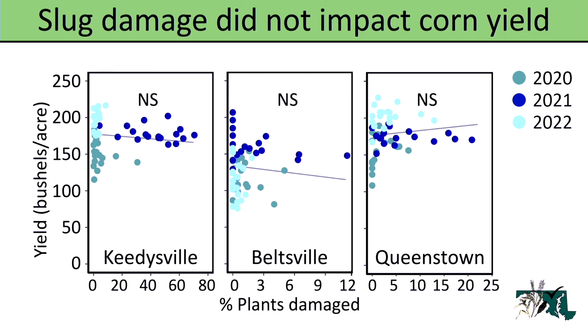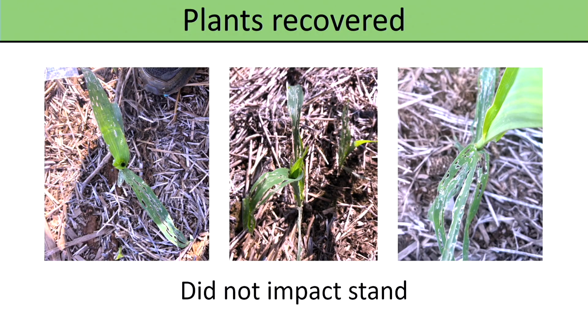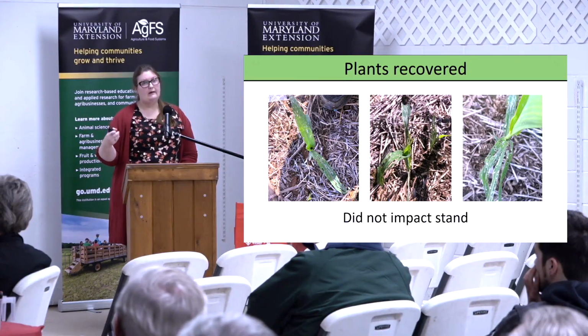So we didn't see any impact of slug damage on corn yield, and that was also reflected in looking at the plants. So the early season, you looked at some of these plants and wow, that looks really bad. The seedling is missing a lot of its leaf area, but it's putting out a new leaf, and it ended up growing fine and yielding pretty well. So when you're not impacting stand, the impact of slugs may not be quite economic.